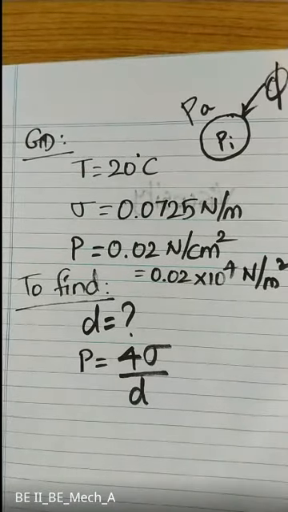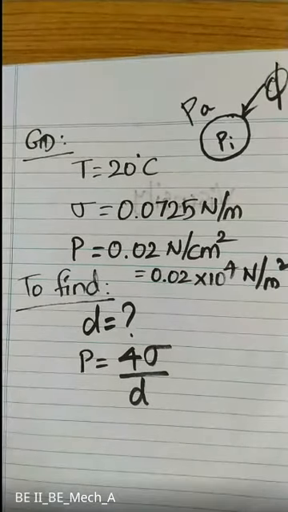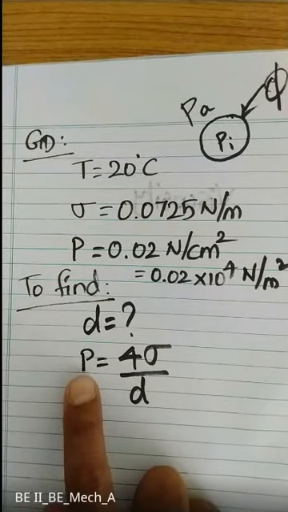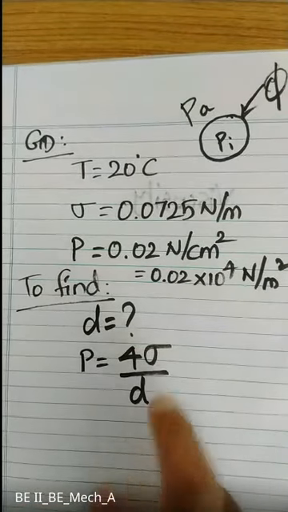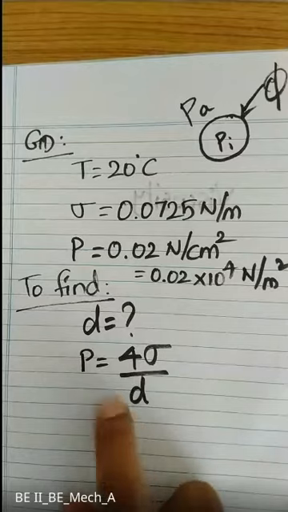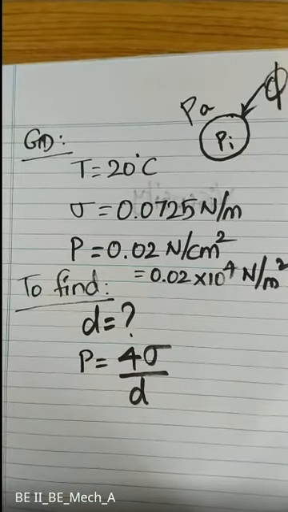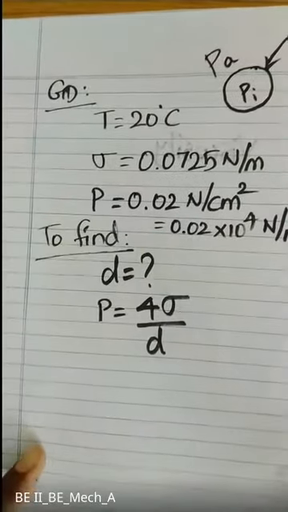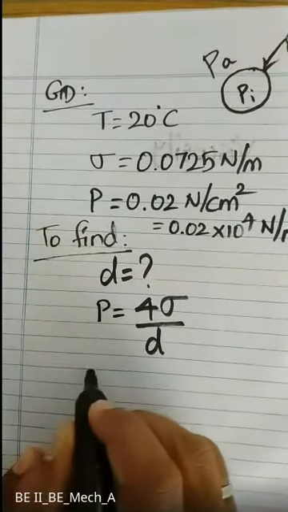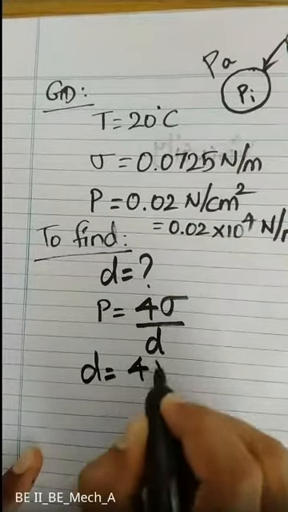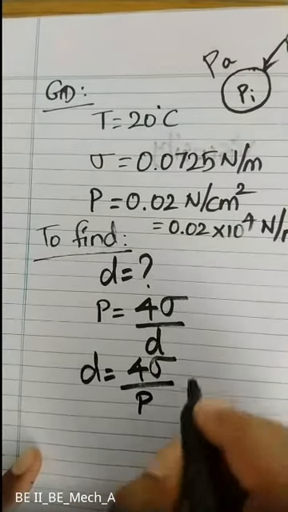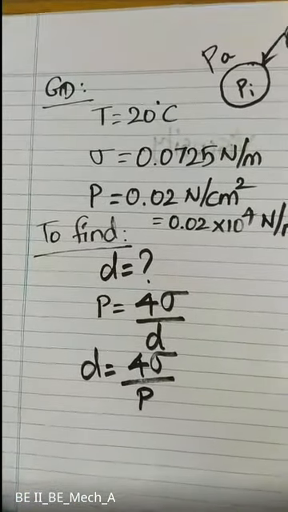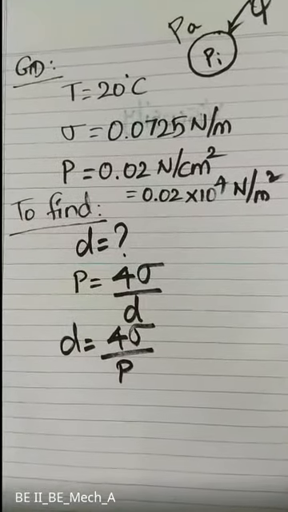Clear now? Now you can proceed with the formula, because in this formula you have a value of P, you have a value of sigma, and we also need to find the diameter of this droplet. So what is the formula that we can use here? D is equal to 4 sigma divided by pressure.